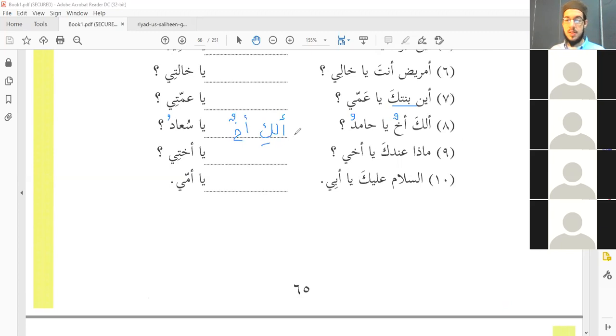For this one, yes. So the exercise is not about changing the gender of the object we're talking about. It's about changing the gender of the person that we're talking to. So Brother Sa'id did that very well. Alaki, akhun, ya su'adu. Good. Sheikh family. No, you can. Someone from the Sheikh family do number 9.